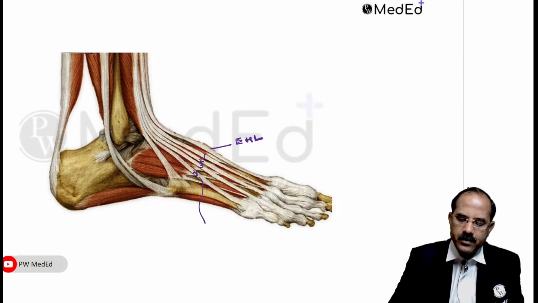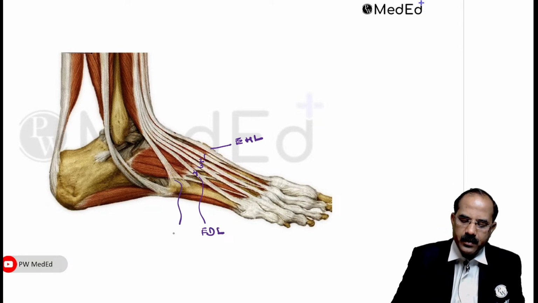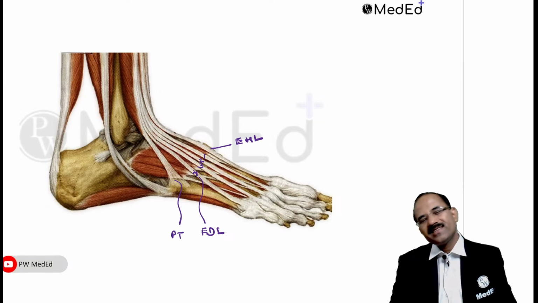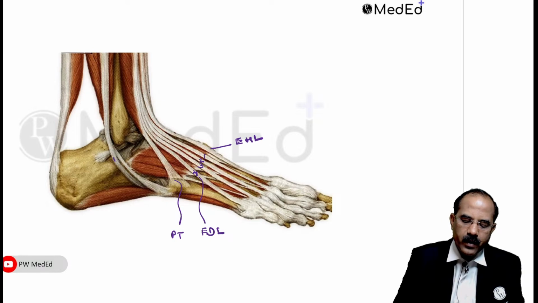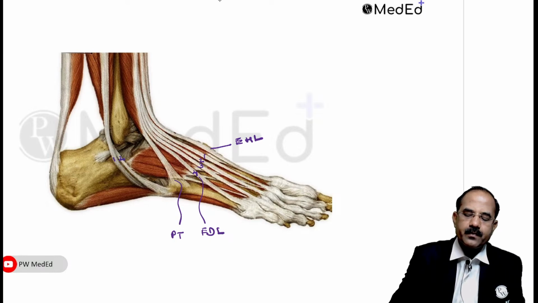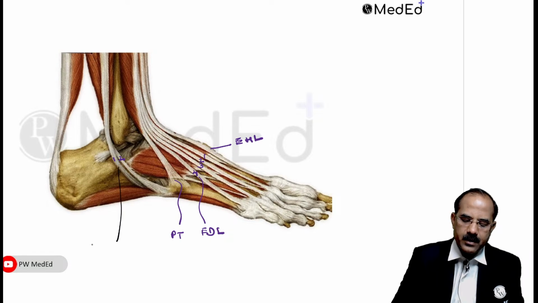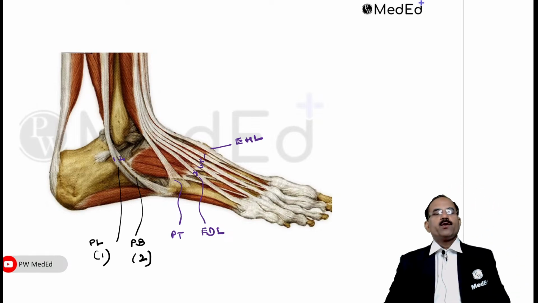These are the four tendons of extensor digitorum longus. Extensor digitorum longus. What is this tendon of? That's the tendon of peroneus tertius. Peroneus tertius. ये कौन है? What are these tendons of? Number 1 and number 2. Number 1 is peroneus longus. Number 2 is peroneus brevis.